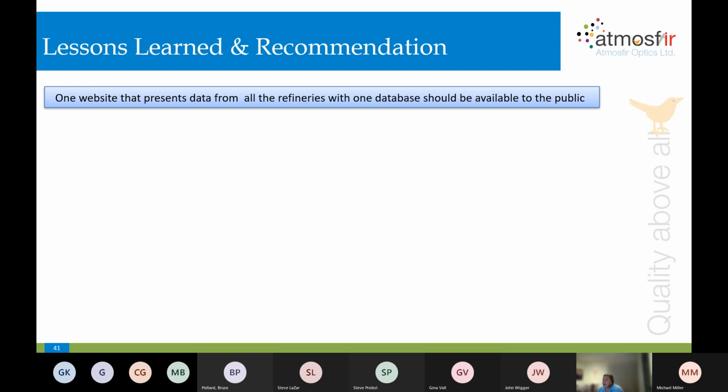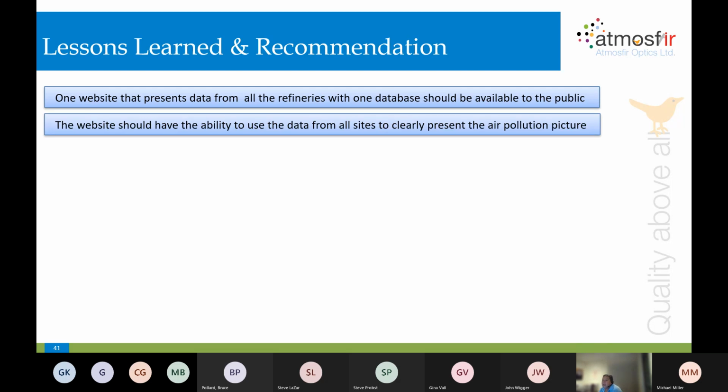One thing that I would love to see is one website that presents the data from all the refineries, with a database available to the public, maybe with triangulation on something like that. Today, there is one website, but it's not a uniform database. From that website, you can go to each one of the refineries, but not all the refineries share the same database.